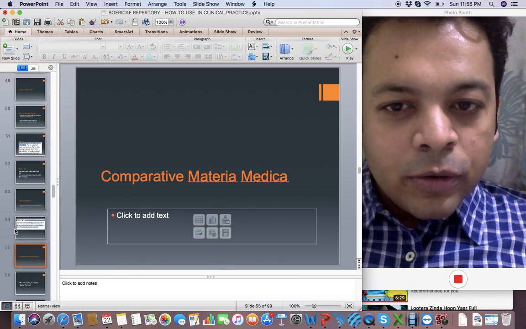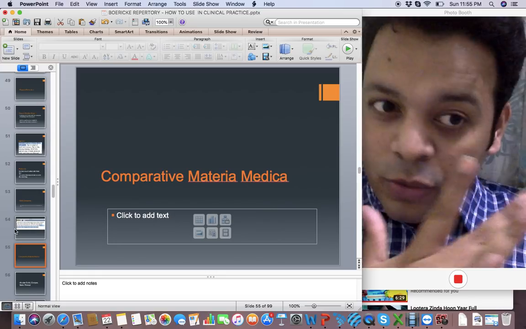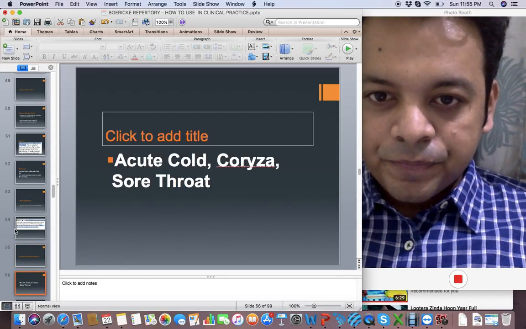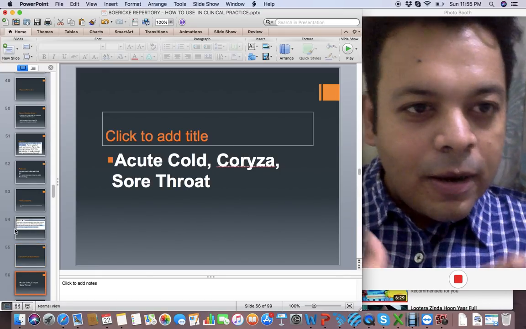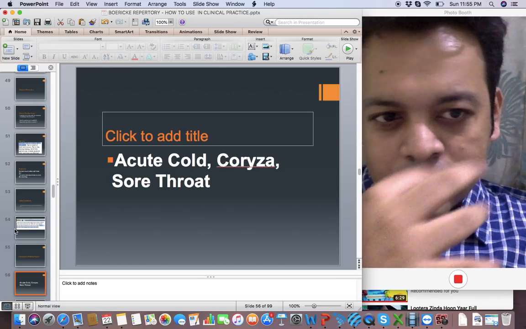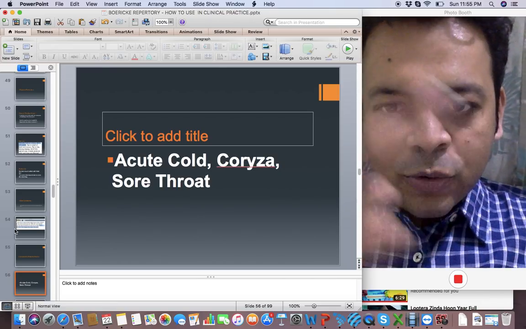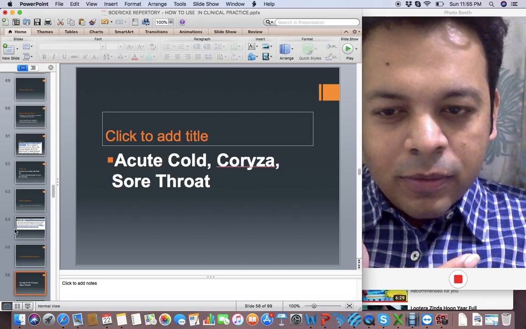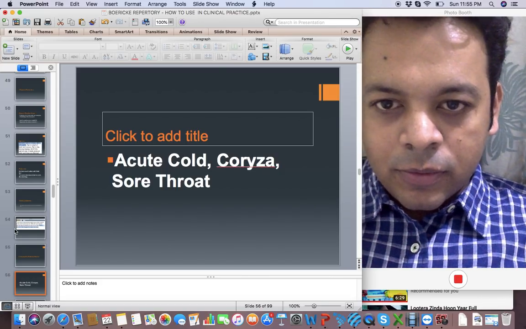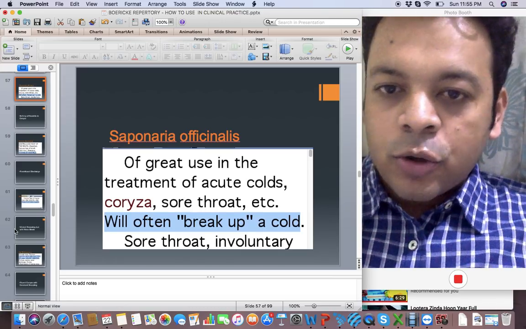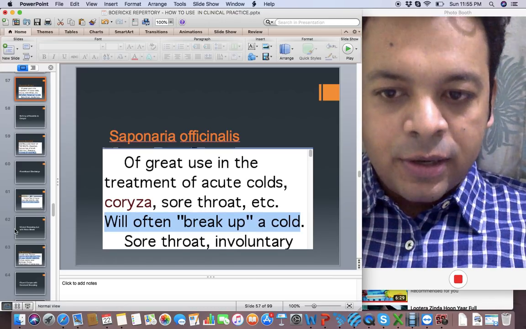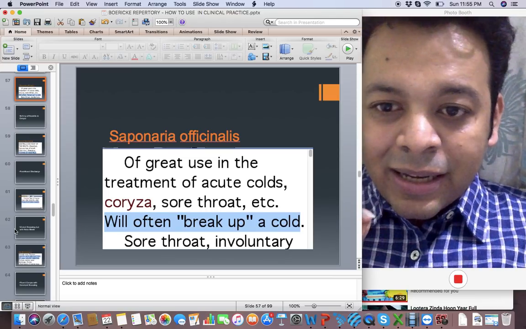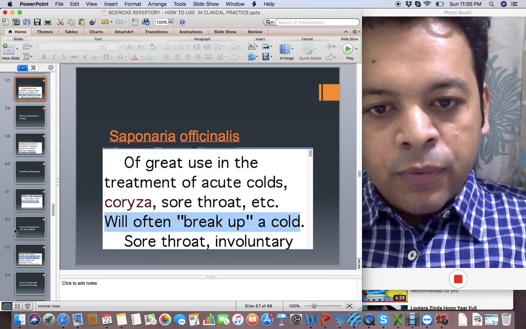Comparative materia medica. Also, with Boericke repertory and materia medica, you can compare between few things. Let me show you a little comparative materia medica of just sardi or colds. How to differentiate colds? A patient comes to you and says that I have acute cold and sore throat. Which would be a top remedy? Top remedy is Saponaria officinalis. It's written in Boericke, of use in treatment of acute cold, will often break up a cold.